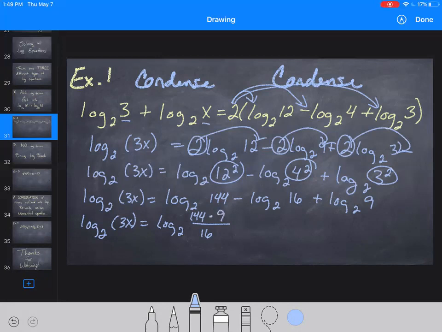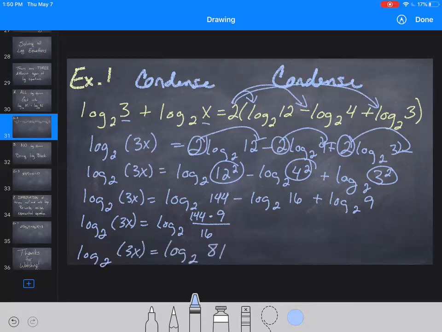And remember, addition tells us that we're multiplying them. So we have 144 times 9. If you were to put 144 times 9, you would get 1,296. And if you were to divide that by 16, you would get 81. So now I have the log base 2 of 3x is equal to the log base 2 of 81.